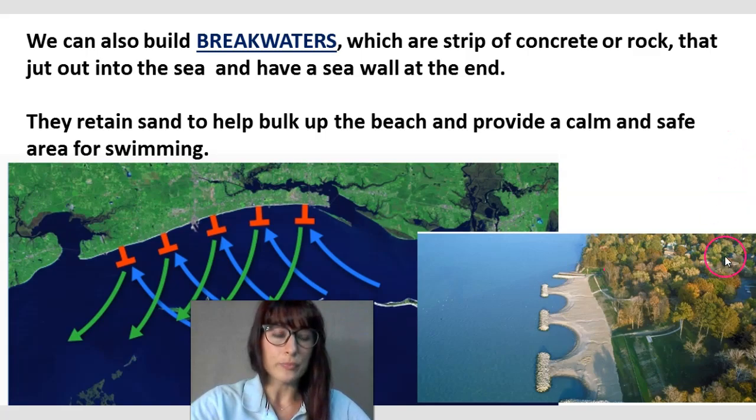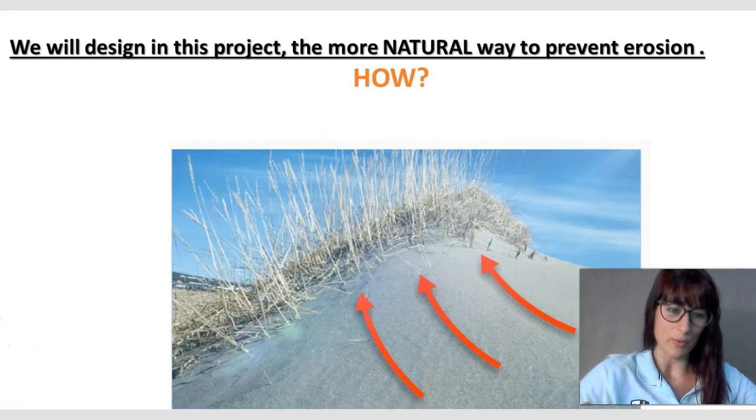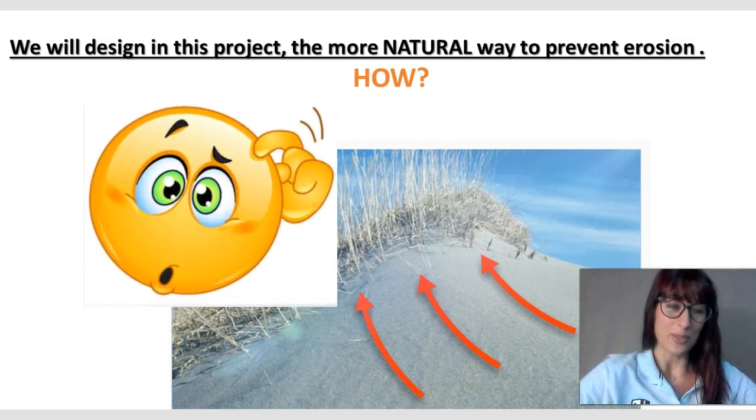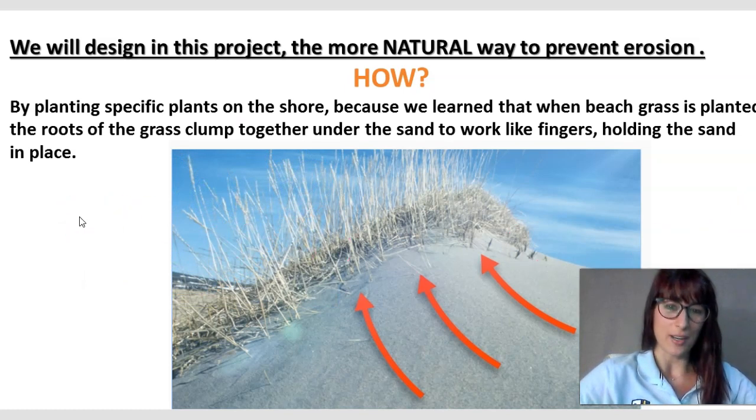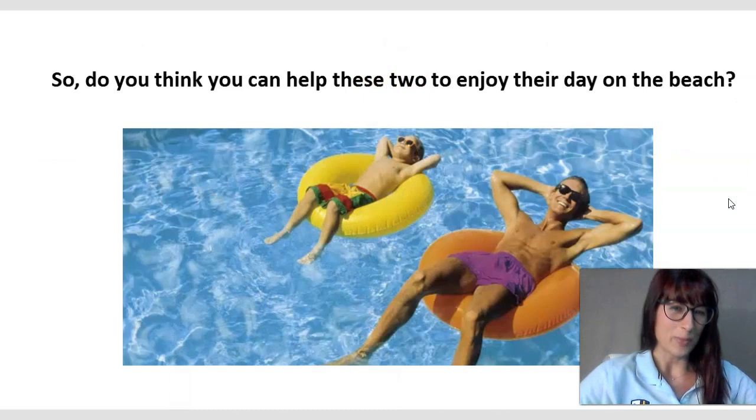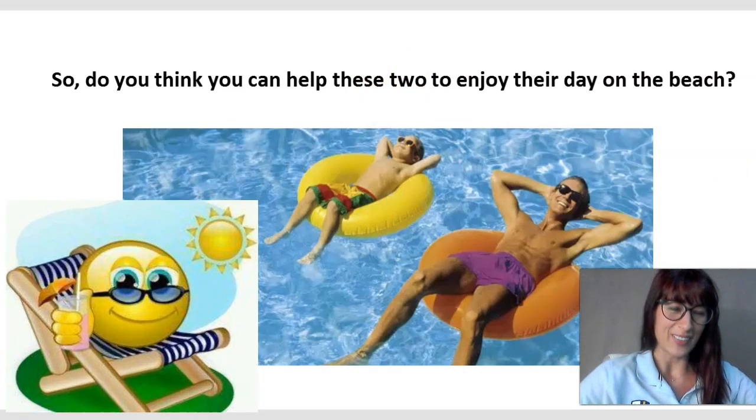In our project, we will design a more natural way to prevent erosion. We are not going to be building stone walls or breakwaters. How are we going to do this? We are going to be planting specific plants on the shore, because we learned that when beach grass is planted, the roots of the grass clamp together under the sand to work like fingers, holding the sand in place. And that is what we're going to be simulating with our project. So what do you think? Do you think you're ready to help these two enjoy their day on the beach? I think we can do this.